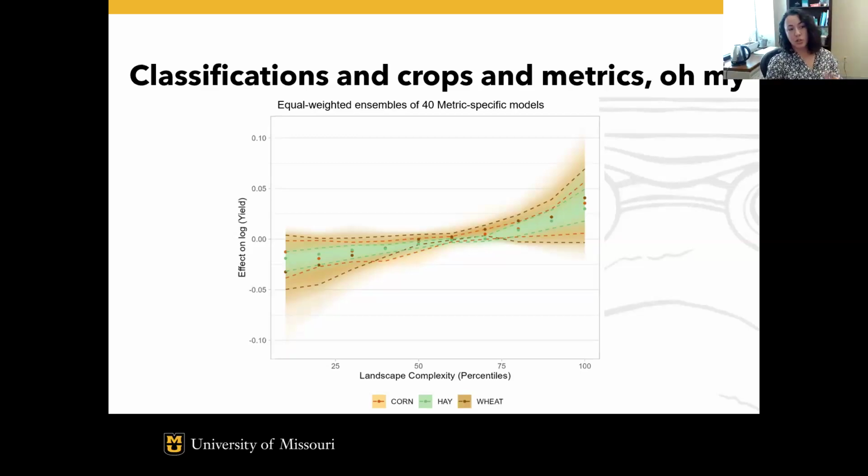I've also split this out by crops. I'm not showing you the soy and alfalfa in this model. It gets a little busy, though soy and alfalfa both generally are pretty unresponsive, no matter what we do. But corn, hay, and wheat generally show positive trends between landscape diversity and yields. Hay shows the smallest magnitude of effect, but is the most consistent and has the smallest confidence bands on here. Wheat is shown in brown, gives us the strongest effects, but has a lot more variability.